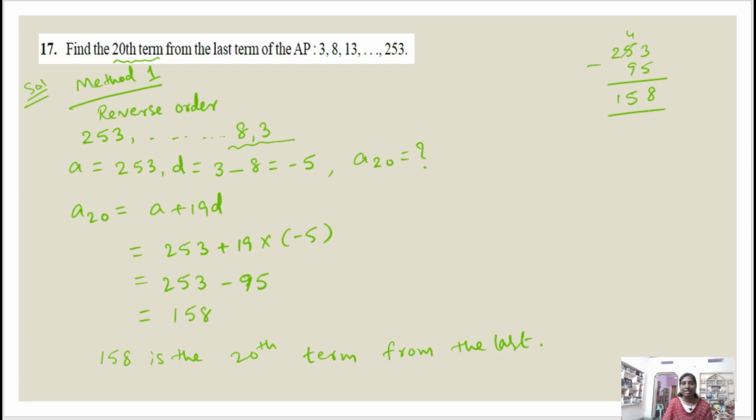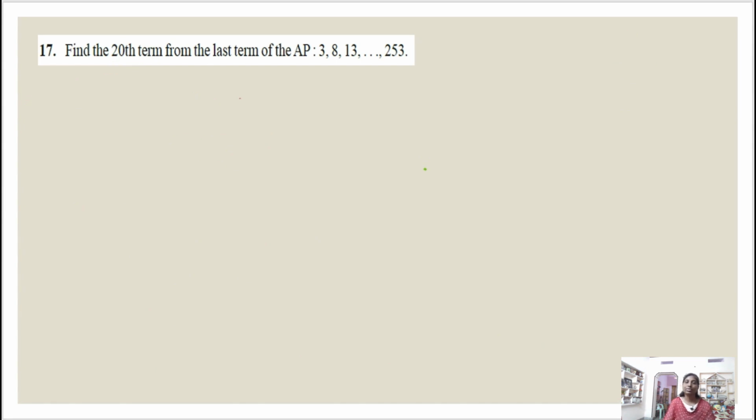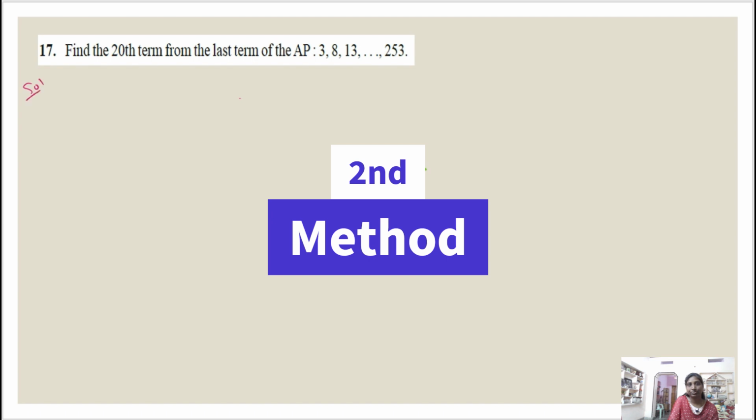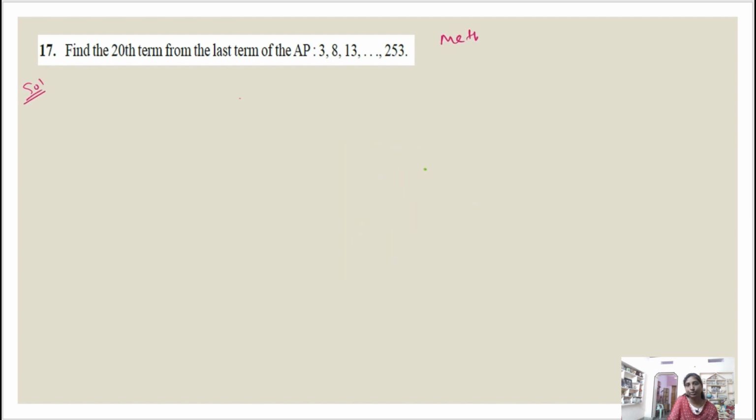Now let me erase it. So friends, now let us use the second method to solve it. Method number 2. So here let us write the given AP 3, 8, 13 and so on, 253. It is our given AP. We have to find the 20th term from the last. It means the term must have some position from the first also. So to find that position, we need to find how many terms are there in this AP.